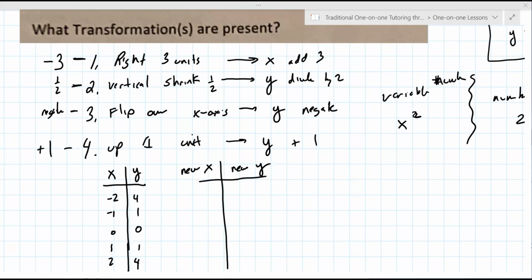So you have to add 3 to the x, so that would be +1, +2, +3, +4, +5. Then the y's: you first divide by 2. So then you have 2. But then you have to negate it, so -2, and then you add 1 to it.